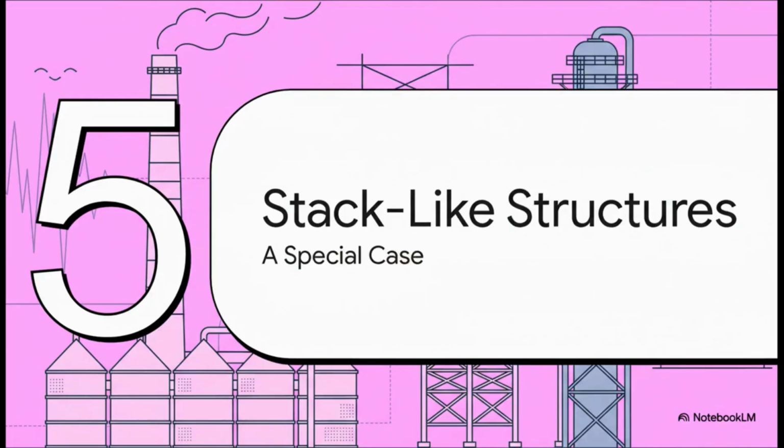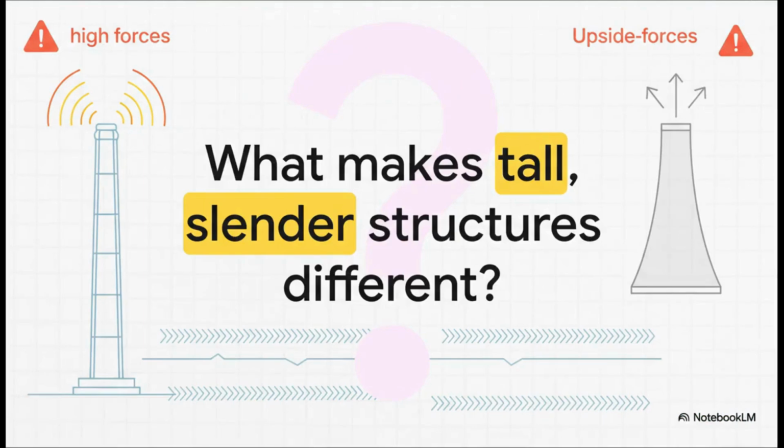Okay, let's switch gears and talk about a special case. Industrial sites are full of these tall, skinny structures, things like chimneys, silos, big refinery columns. During an earthquake, they behave very differently from a normal building, so the code gives them their own special section with their own rules. So what is it that makes them so different?